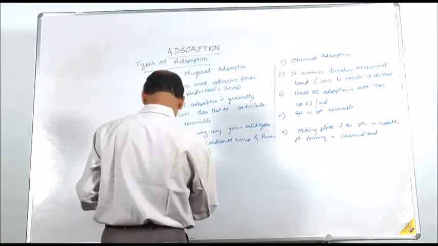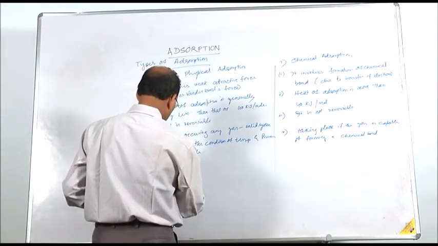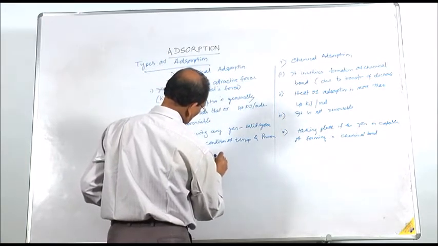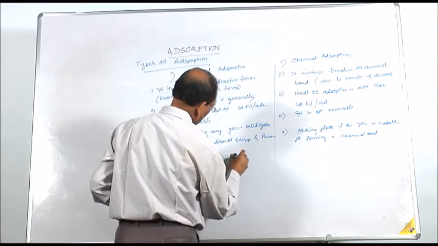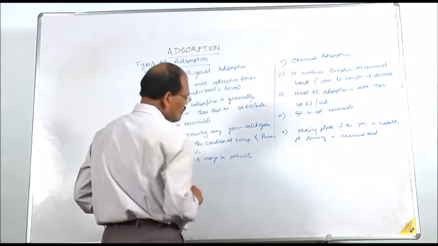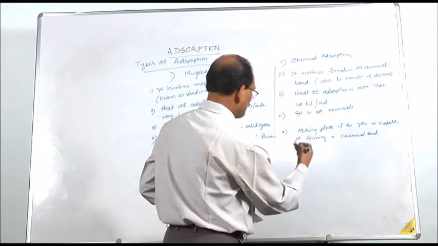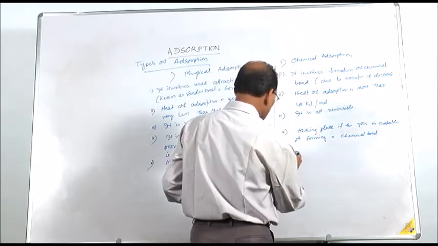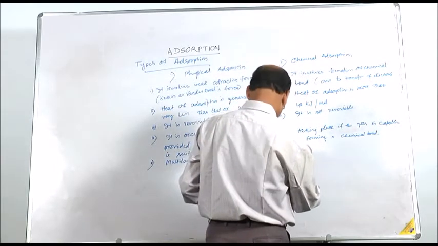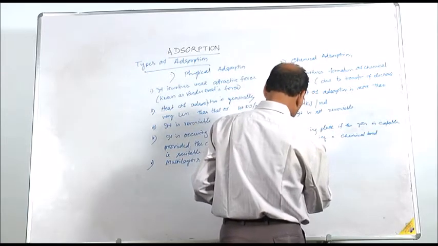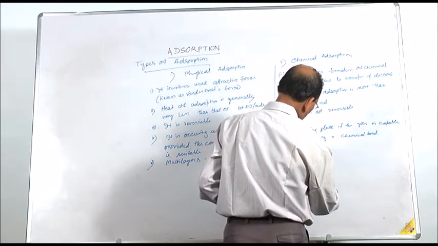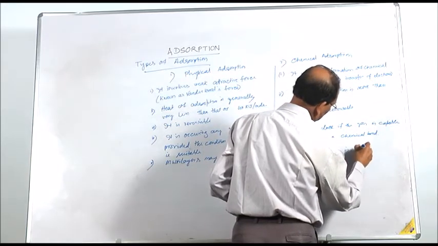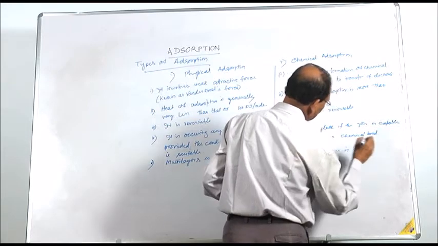Next point, multilayers may be possible in physical adsorption, because on the surface, one layer after another can accommodate the adsorbate molecules. But in chemical adsorption, only a single layer, only a monolayer, is possible.